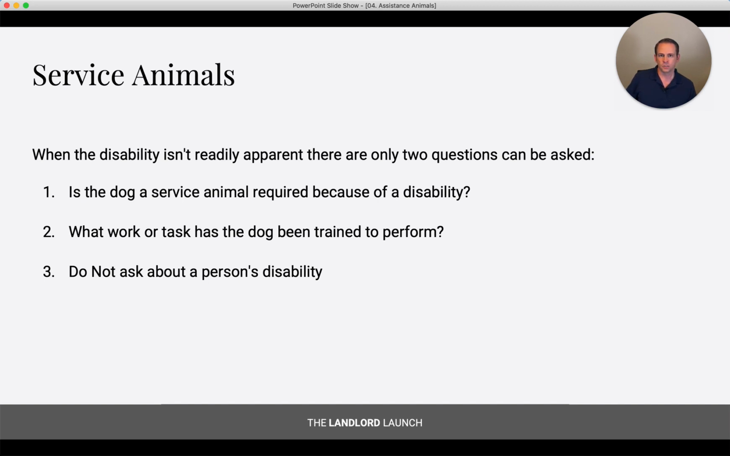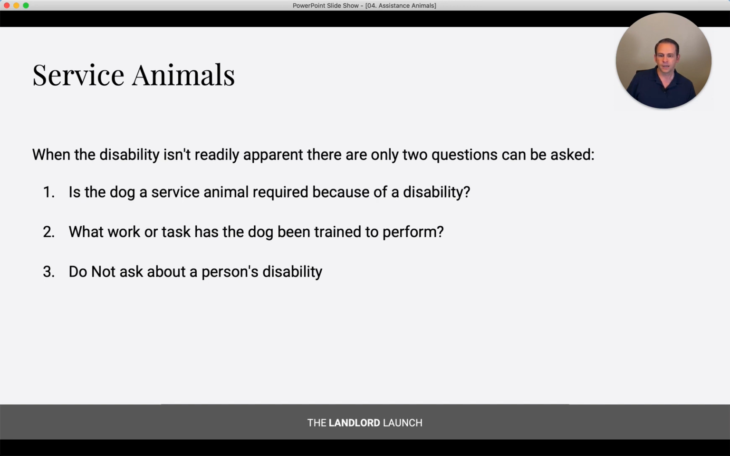This is in general in terms of the ADA. So if the disability isn't readily apparent, the only two questions that can be asked: one, is the dog a service animal required because of a disability? And two, what work or task has the dog been trained to perform? You can't dig into anything else on there, and we'll get into some of the stuff that you can't get into, but it's short, sweet, and simple. And if those questions are answered, then leave well enough alone and move on, especially on the housing side.